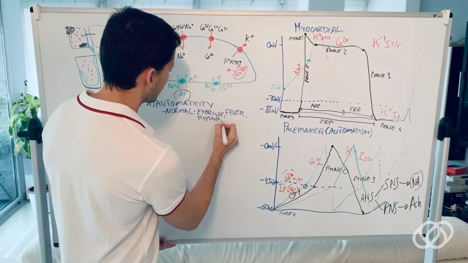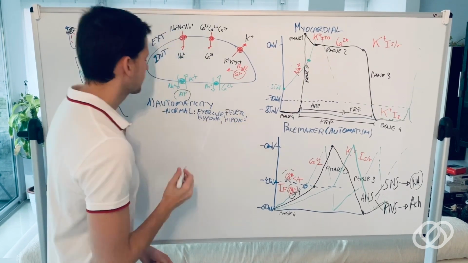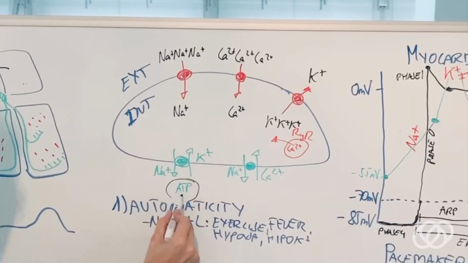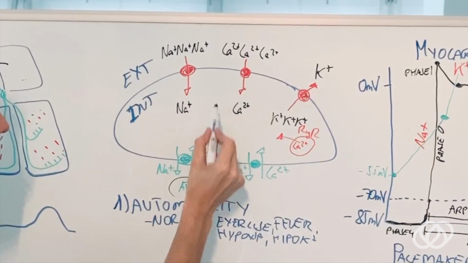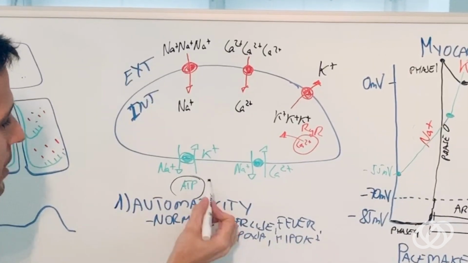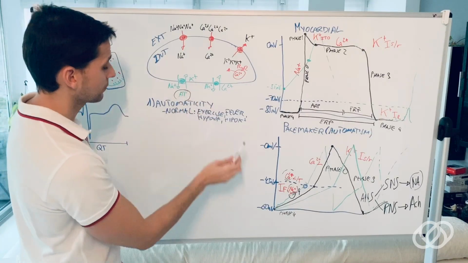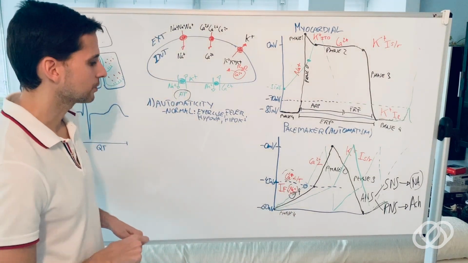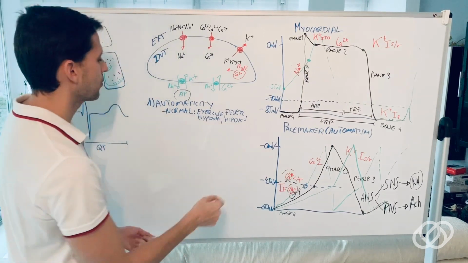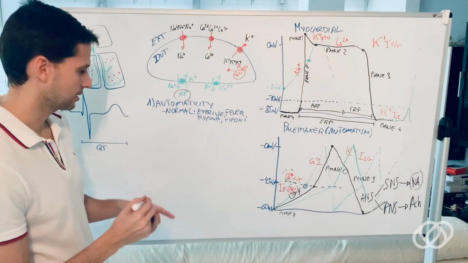Situations of hypoxia or hypokalemia. For example, with hypoxia, we don't have enough ATP and less potassium will go inside the cell. In situations of hypokalemia, we have less potassium outside to bring inside. Both of these situations will bring the slope up, and we are going to reach the threshold before, and we are going to increase the heart rate by a normal automaticity.